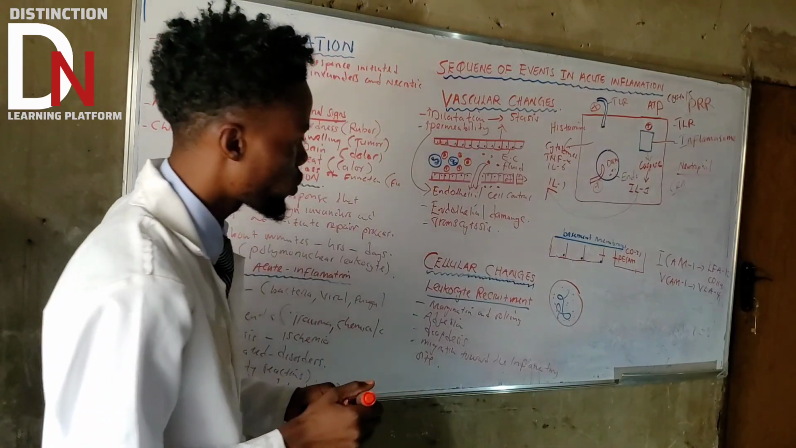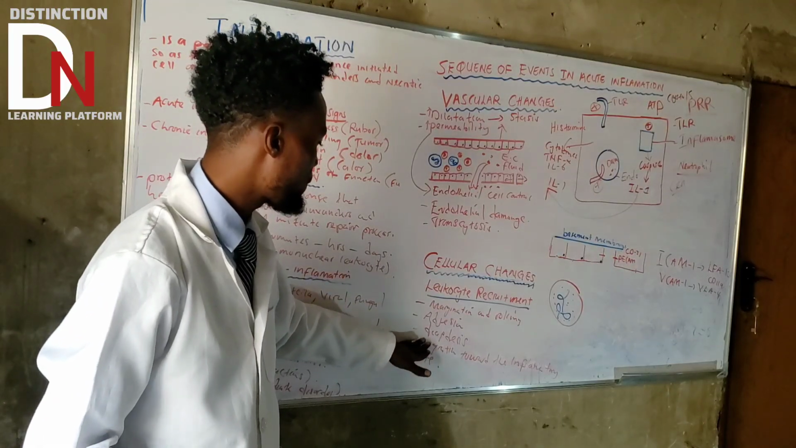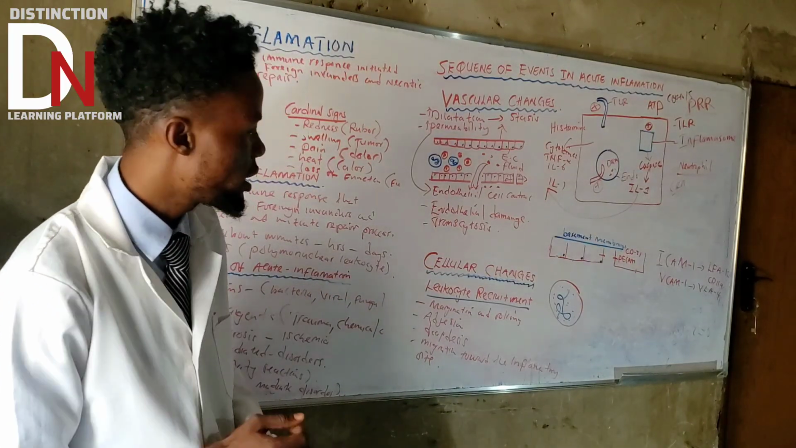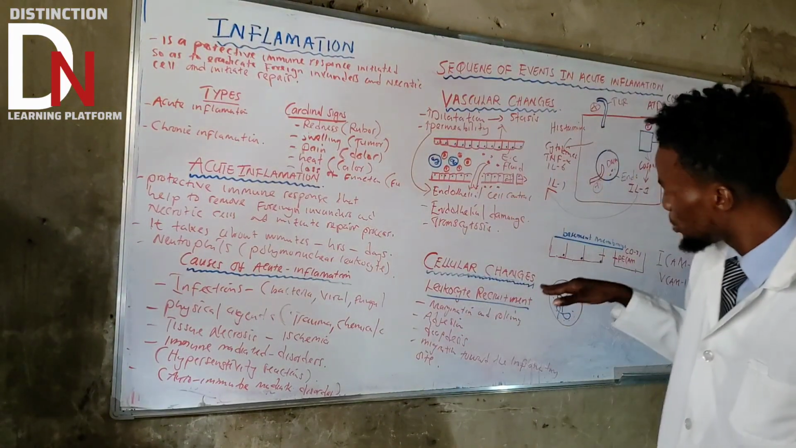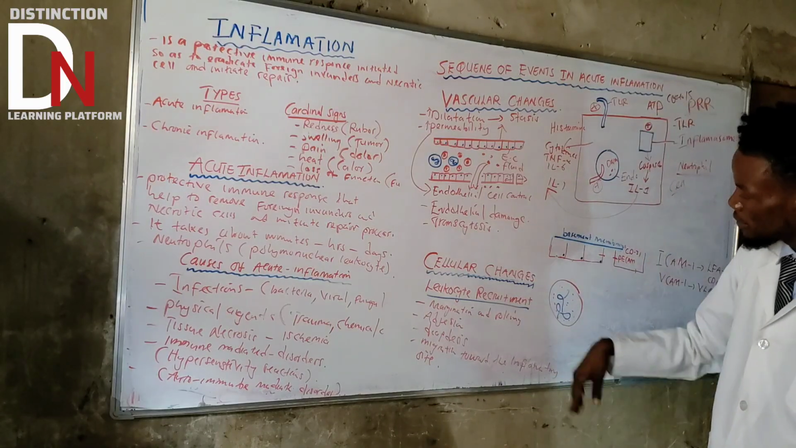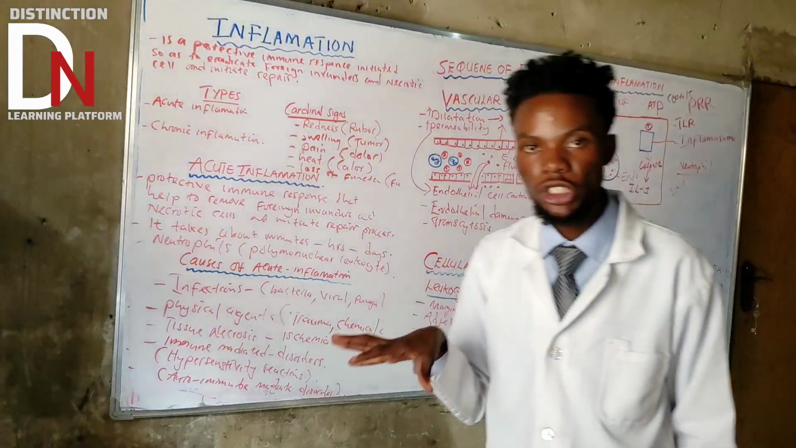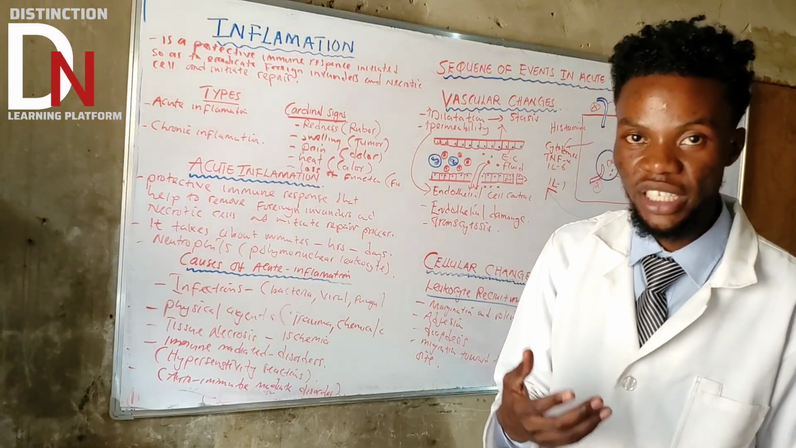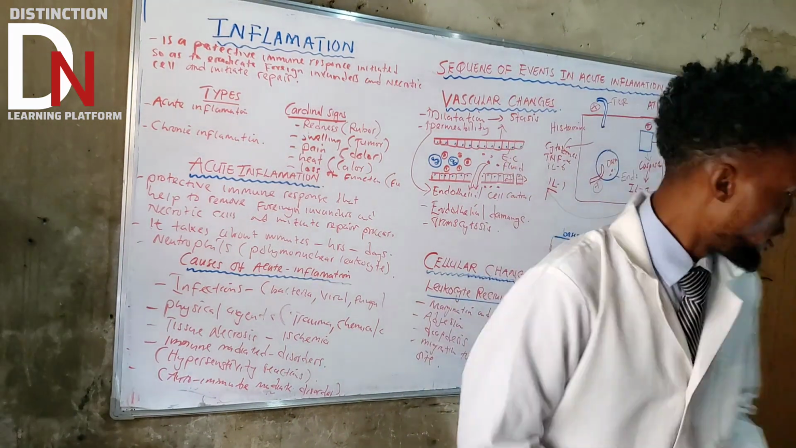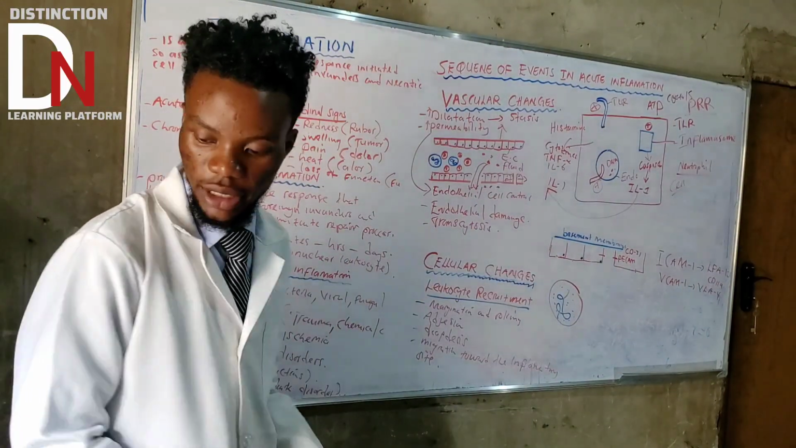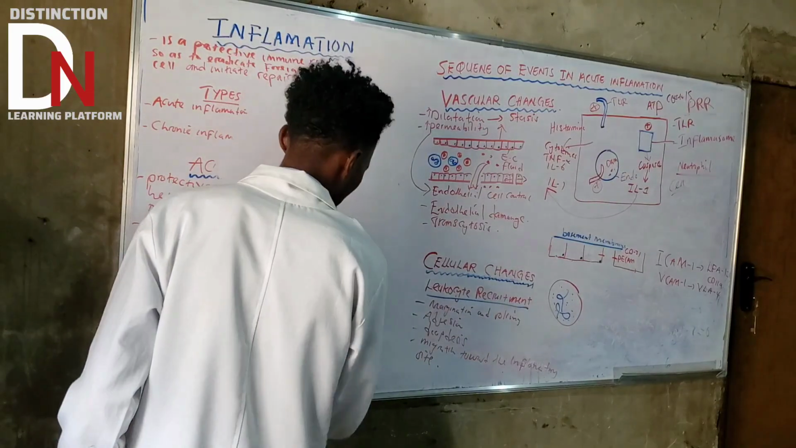So basically, these are the things that are going to happen: margination and rolling, diapedesis, migration towards the inflammatory site. We need to understand step by step what each means, because if you are asked such a question, you need to describe in detail. You are going to be examined on something like that. Now let's start with margination and rolling.